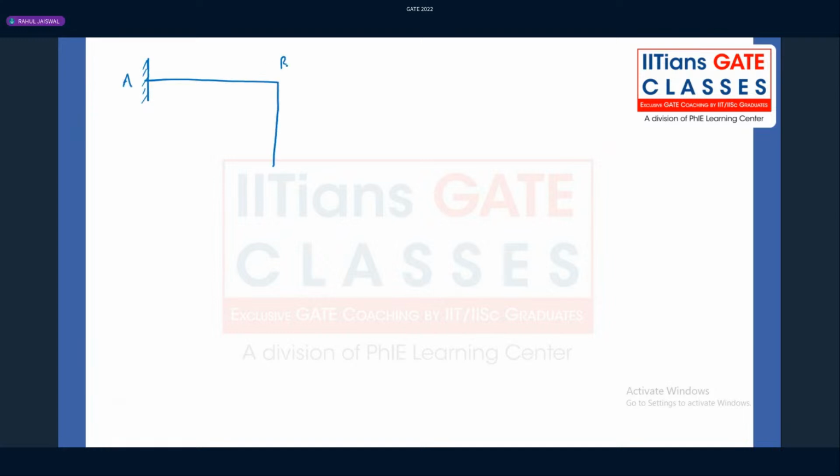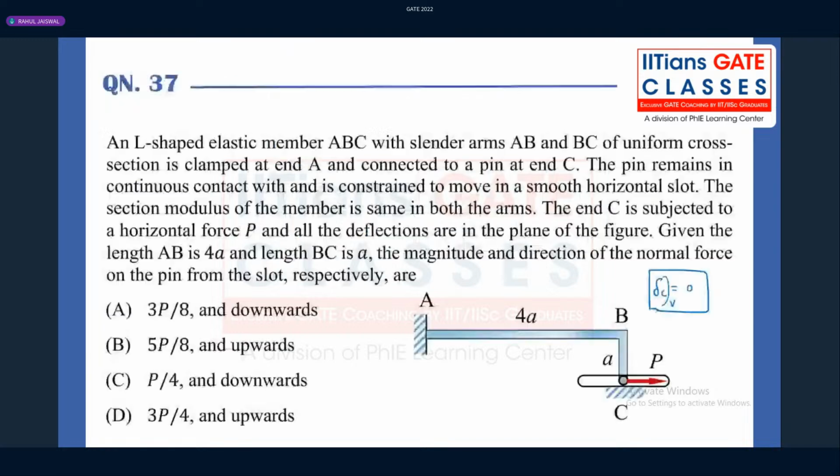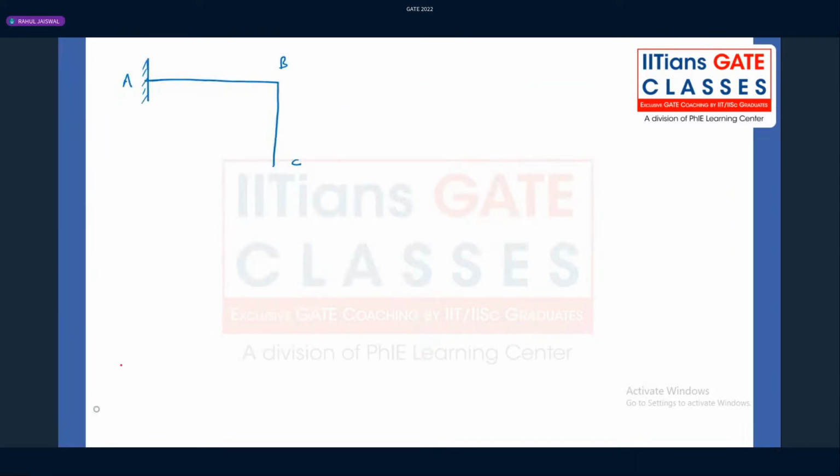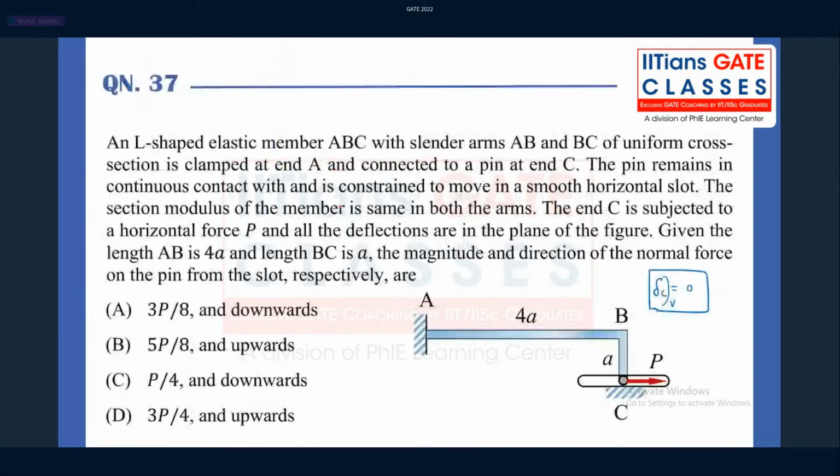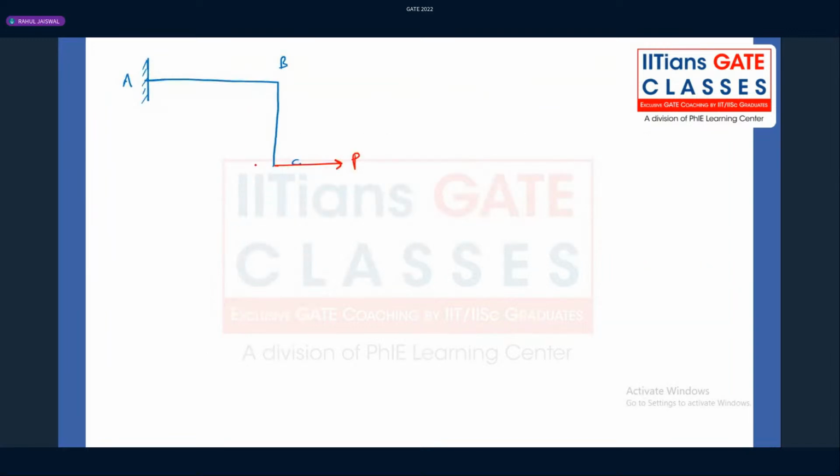This is A, this is B, this is C. If you see the figure, the end C is subjected to force P, and there are some forces acting from a slot onto the pin. For example, I am applying the forces like this.